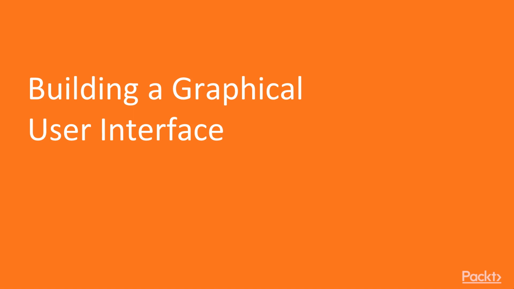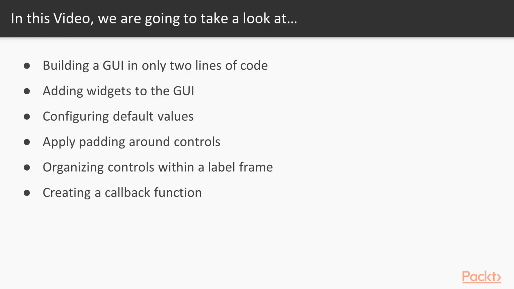So in this first video we will be building our first graphical user interface. In only 2 lines of Python code we can create a fully functional graphical user interface, a GUI. After doing that, we will add widgets to the GUI, we will configure some default values, we will apply padding around controls to give it more space, and we will then organize our controls within a label frame control, and in the end we create a callback function.